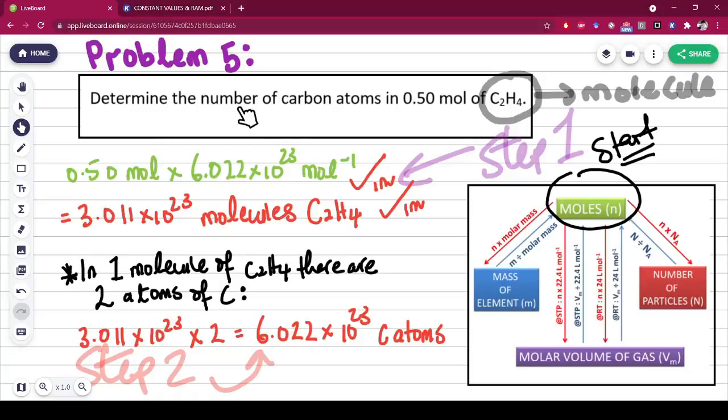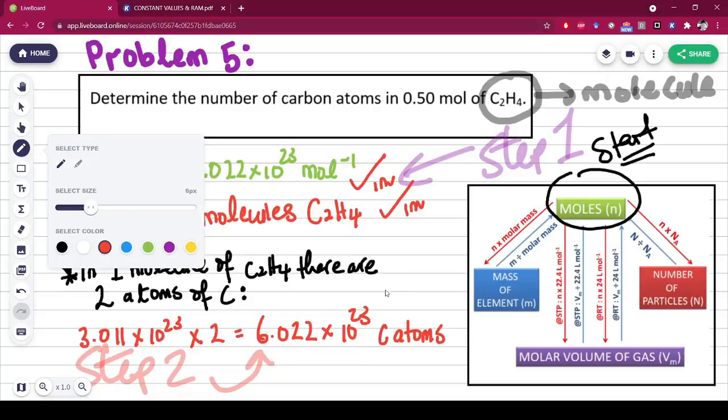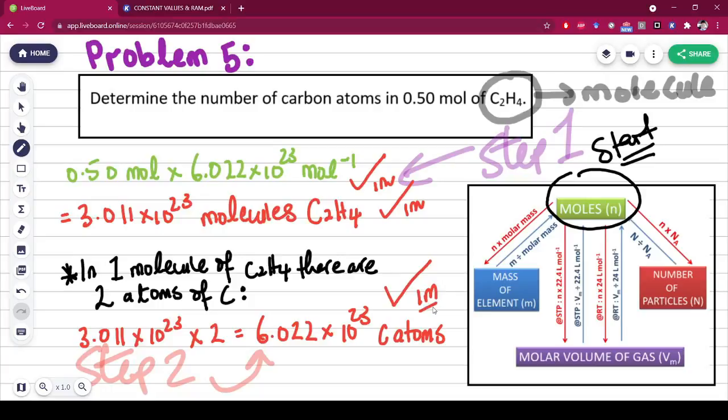And to fulfill what the question wants, you need to look back at your molecules, make sure you have got the number of atoms correctly. Carbon atoms, 2 carbon atoms in one molecule of C2H4 times with the number of molecules, then you get the number of atoms. You get 1 mark for this. Okay.